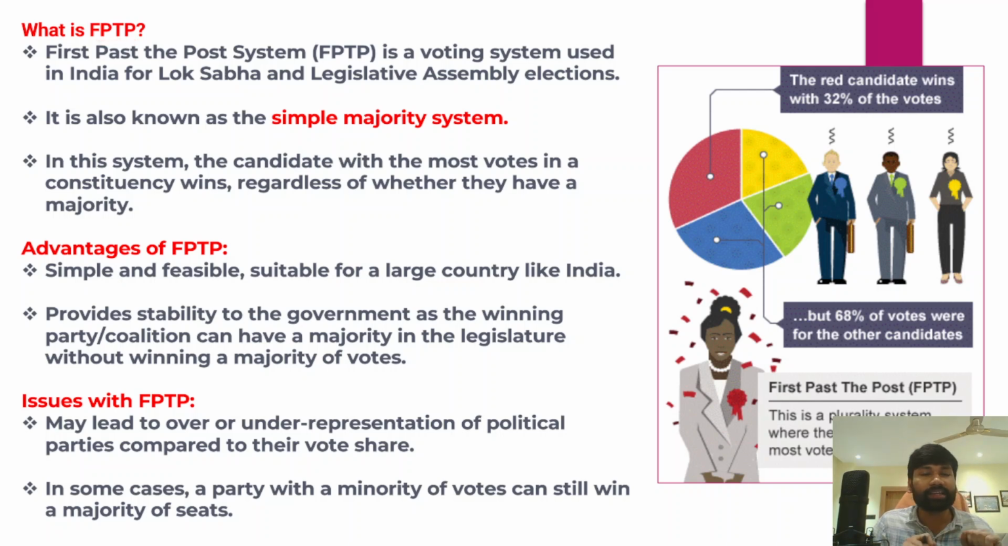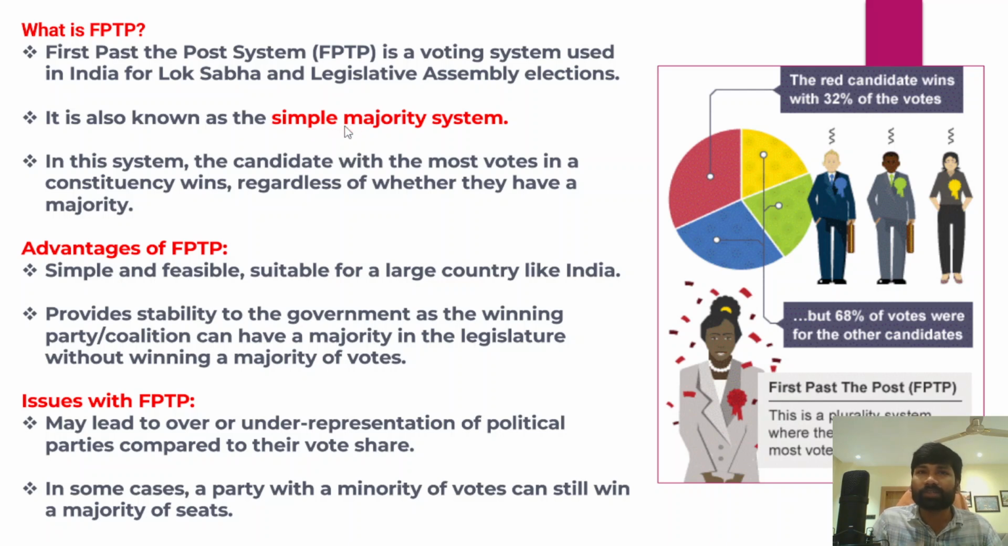As I have already clearly explained about this first past the post system, this is a voting system and it is used in Lok Sabha and legislative assembly elections. Very clear about that, and there is no doubt about that. Now this first past the post system is also called by another name, that is the simple majority system. So if you get a simple majority, even one vote more than your opponent, you will be declared elected. So that is why it is also known as the simple majority system.